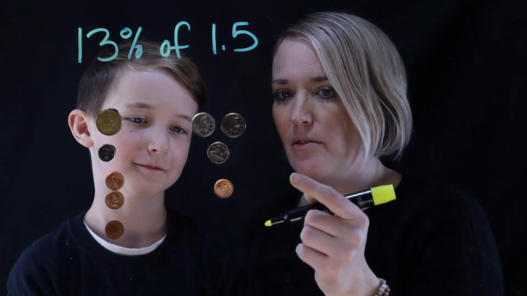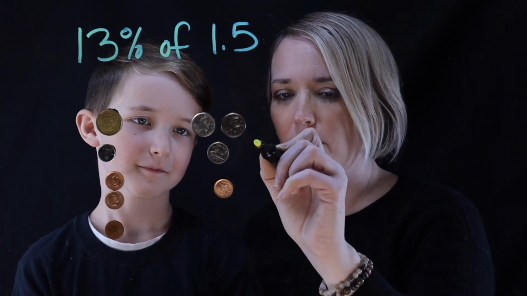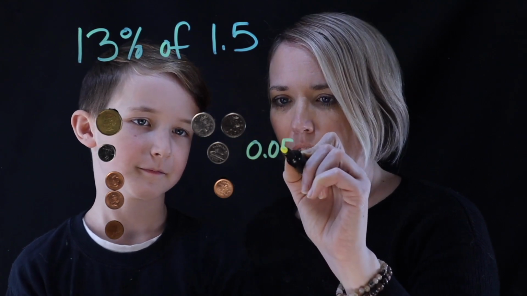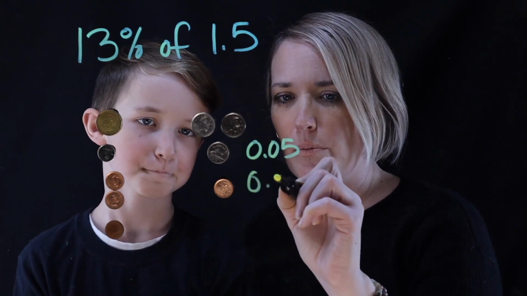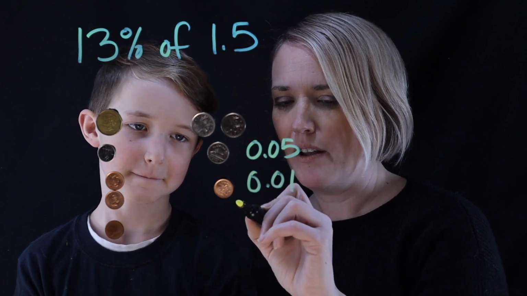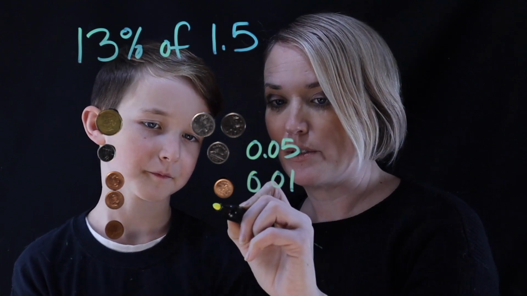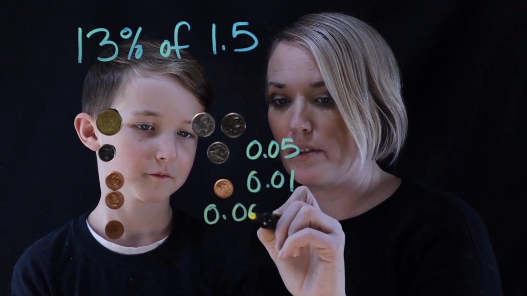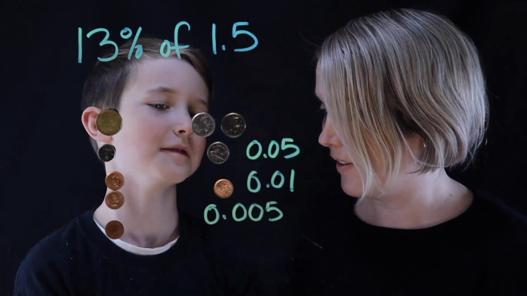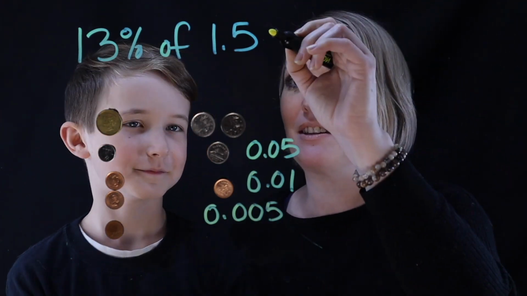But I've got to figure out what I should write here. So this I could write as 0.05. That's 5 cents, right? 0.01, that's 1 cent. But now I've got to write something for half of that. So it's going to be 0.005. Okay, so let's add these things together.